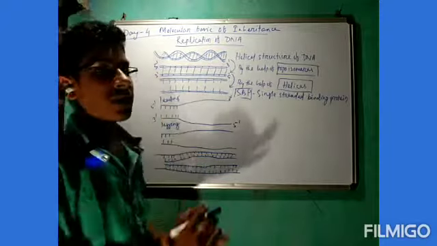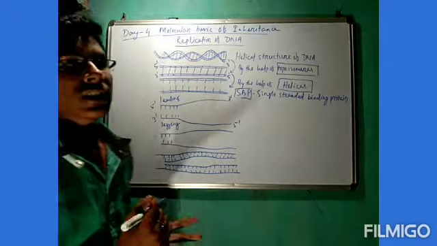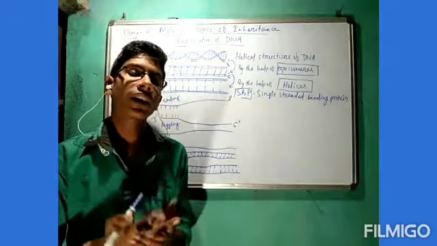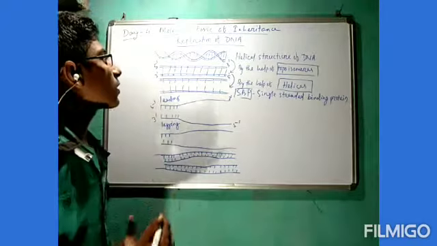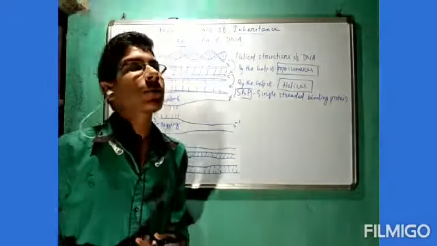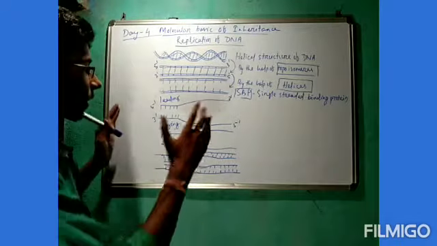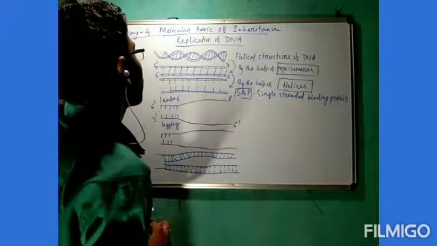The replication process happens in three steps. One is initiation, then elongation, and the last process is termination. In these three processes, the replication is continued. What is the first basic concept of this replication that we study now?